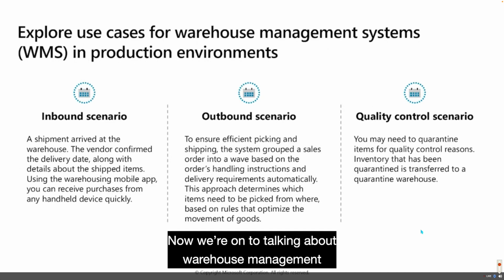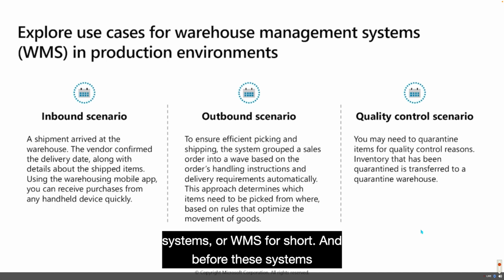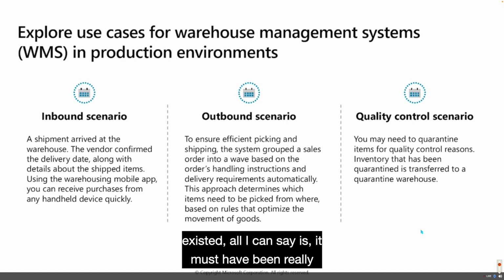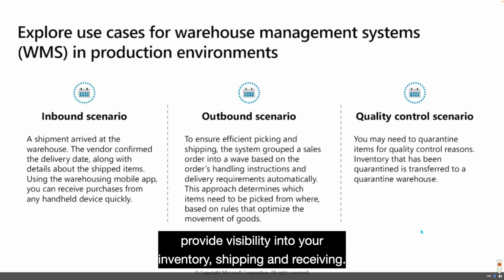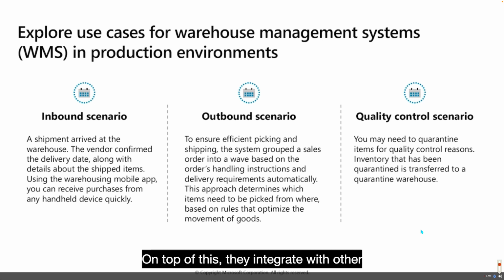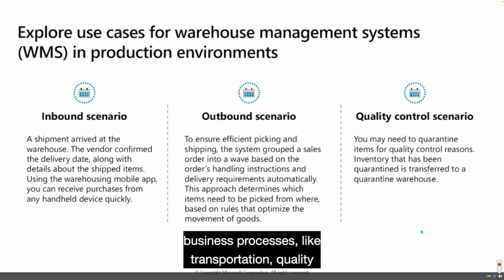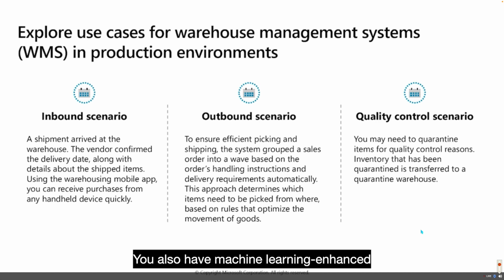Now we're on to talking about warehouse management systems, or WMS for short. And before these systems existed, all I can say is it must have been really tough. I can't imagine having to manage all of this manually. Because what these systems are able to do is provide visibility into your inventory, shipping and receiving. On top of this, they integrate with other business processes like transportation, quality control, purchase, transfer, sales and returns. You also have machine learning enhanced guidance around effective inventory management, so you can avoid running out of stock or overstocking for that matter.